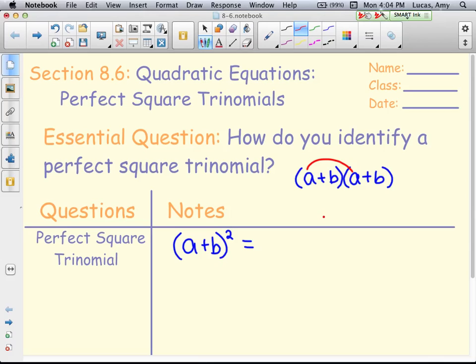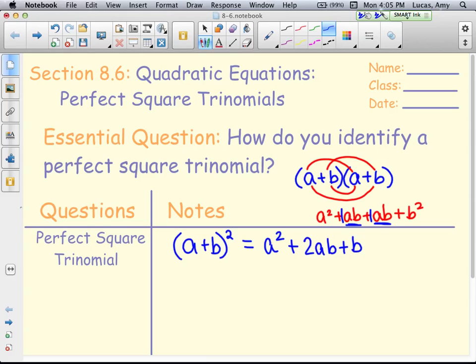A times A would be a squared. My outside product would be a times b, or ab. So would my inside product, b times a, is also ab. And my last product, b times b, is b squared. So if I successfully FOILed these, I would get a squared plus, I've got two of these abs, because I could put a 1 in front of them, and then plus b squared. So this is a perfect square trinomial.